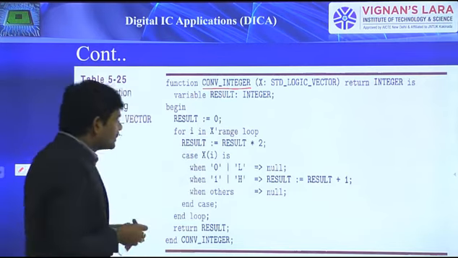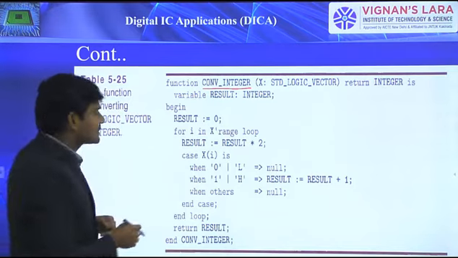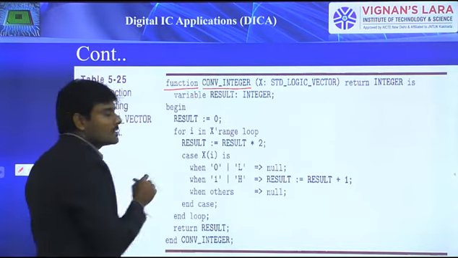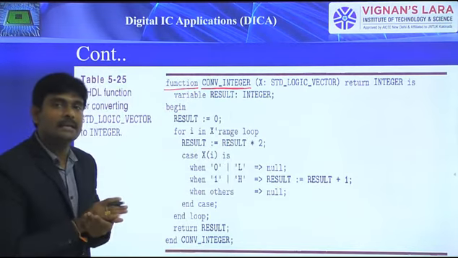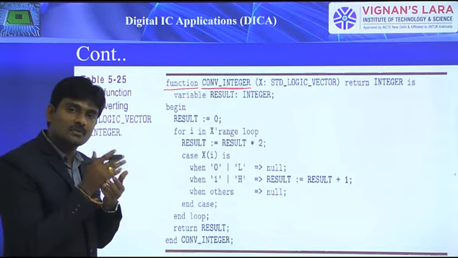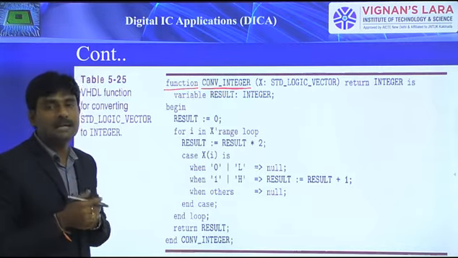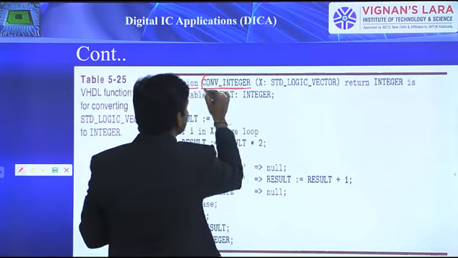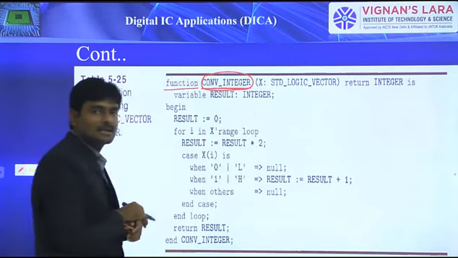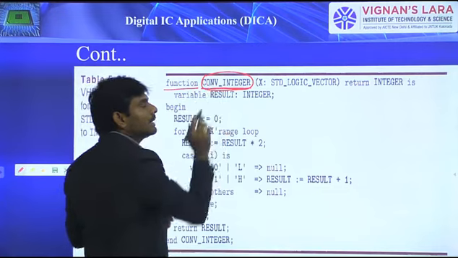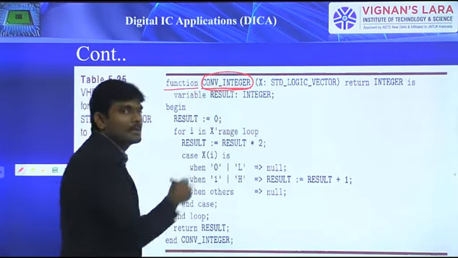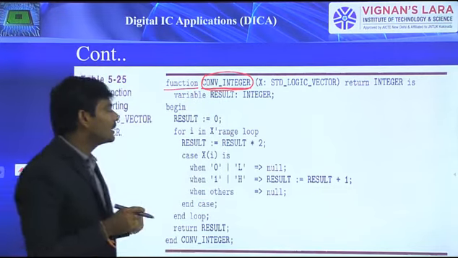Here we are describing that function. It starts with the keyword function, then the function name. Here we are converting binary into integer, that is std_logic_vector type to integer type. Because of converting into integer, we consider the name as conv_integer. In short notation, they mention convert into integer.